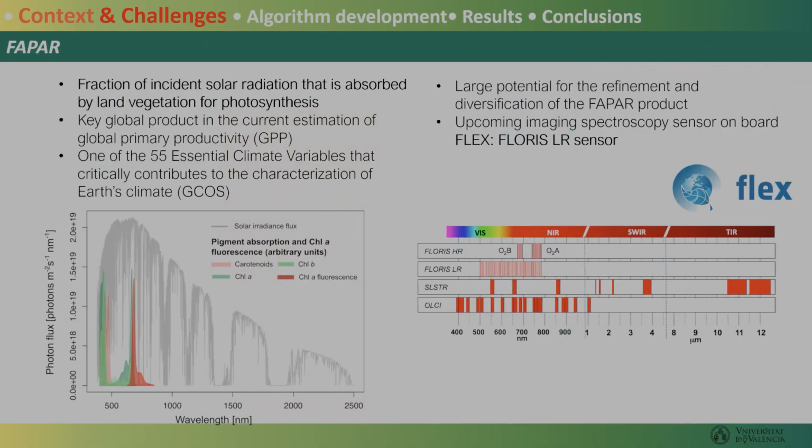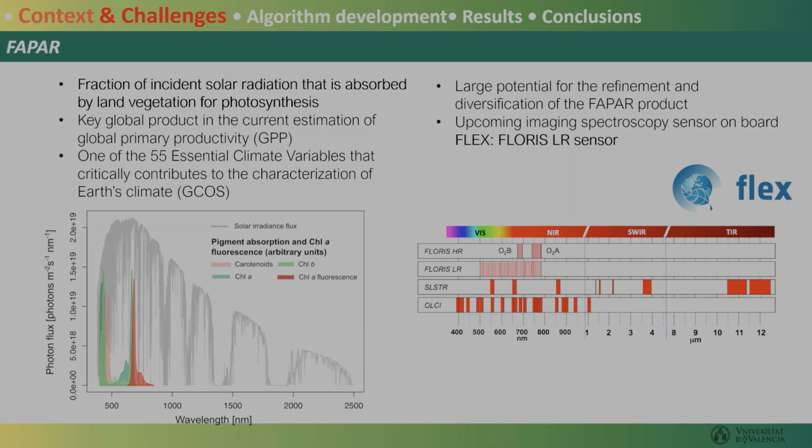So what is the main goal? What is unique now with the FLORIS sensor on board FLEX is that suddenly we have hyperspectral imaging spectroscopy from 500 to about 800 nanometers available in the coming future. This gives us many opportunities to improve the refinement of the FAPAR product. FAPAR is a key global product for the current estimation of global primary productivity, GPP. It is one of the essential climate variables characterizing how plants absorb energy on the planet.